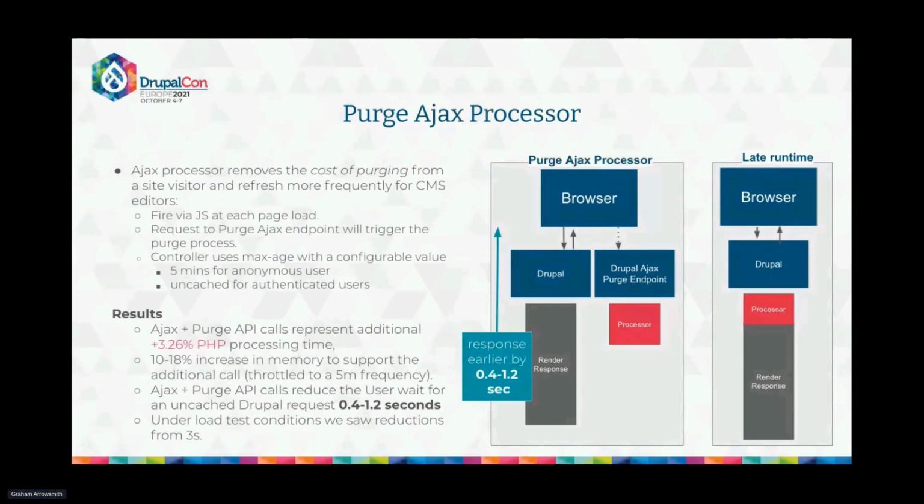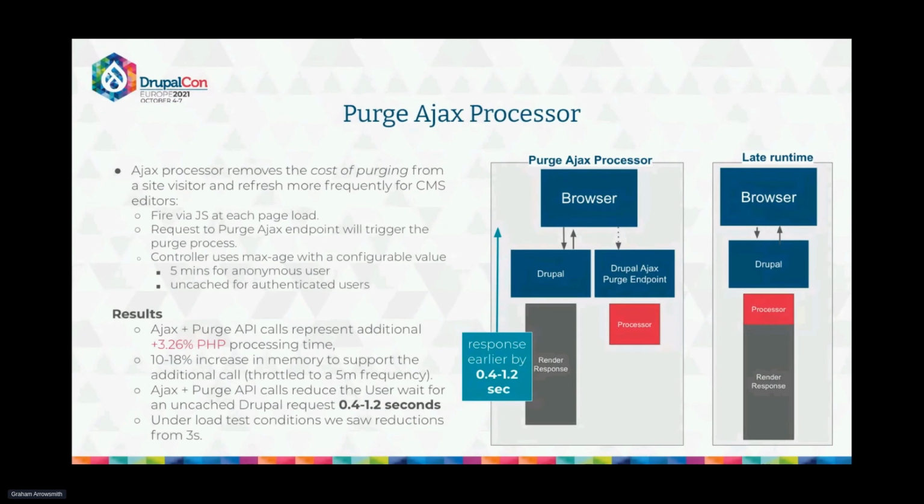What it took out of the critical path for the user is the time that was spent here, which could range anywhere between 0.4 to 1.2 seconds. That's pretty significant, particularly if you're really focused on performance metrics and your page speed to users. That's a good saving. And when we were undertaking some load test conditions, we saw a reduction from 3 seconds. So we were putting the whole system under pressure. We're doing a lot of content changes, purges, and this was sort of a worst case scenario.